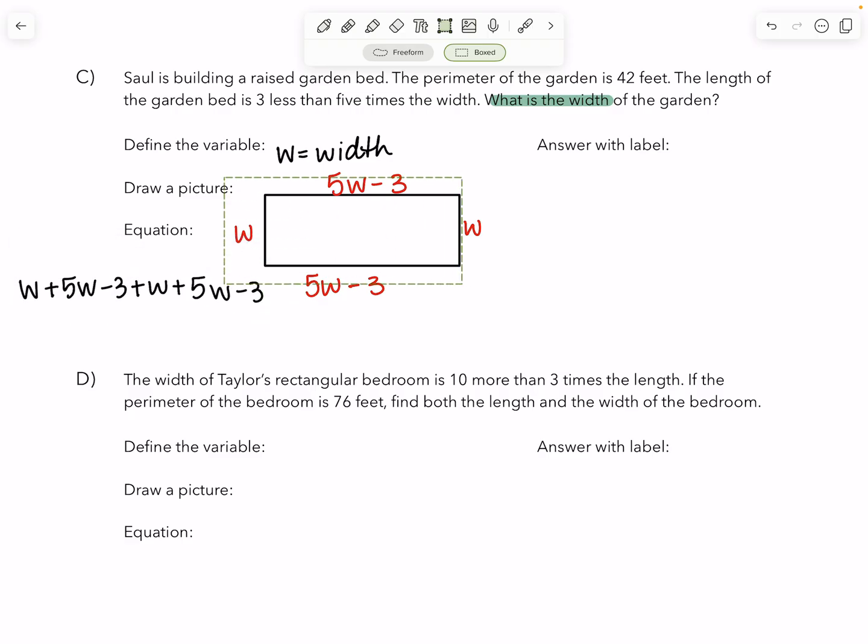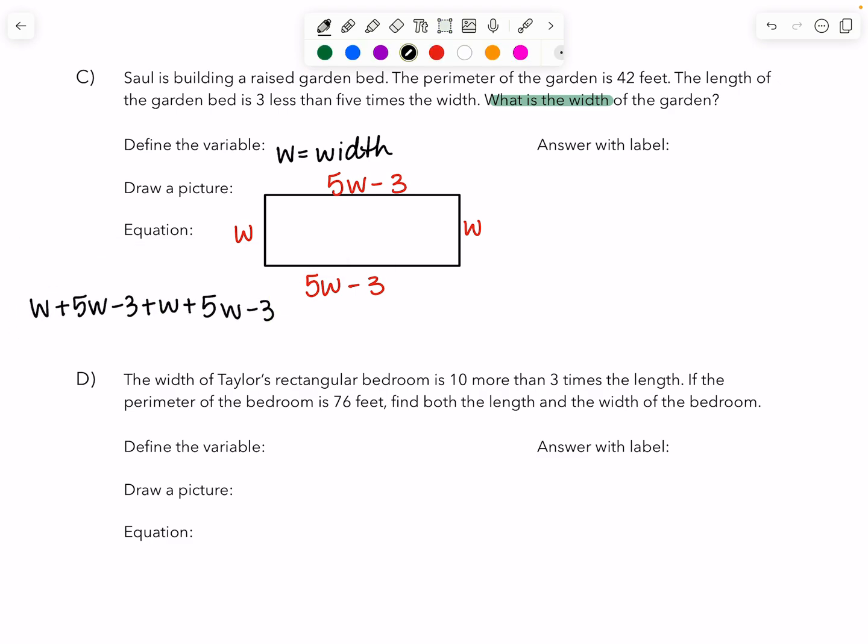We as teachers did not make this very well because we really did not give you guys a whole lot of room to write. Equals 42 on this one.